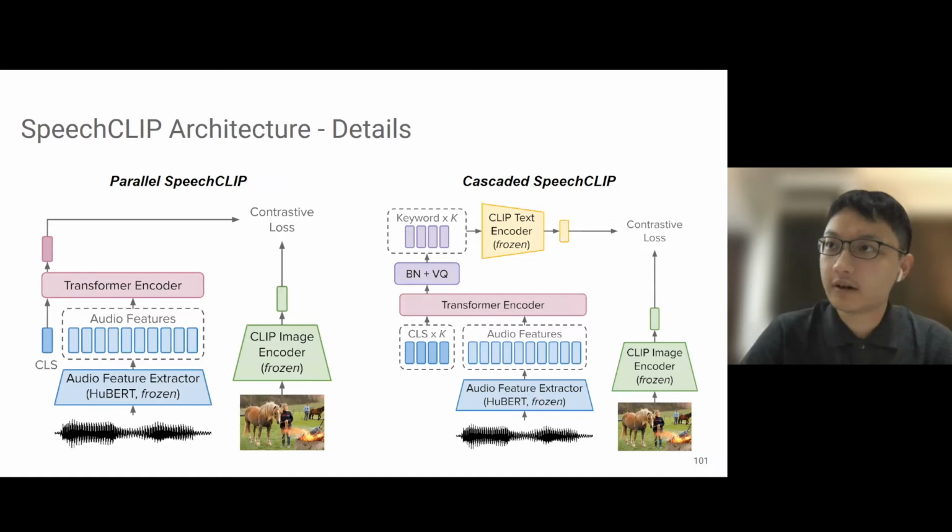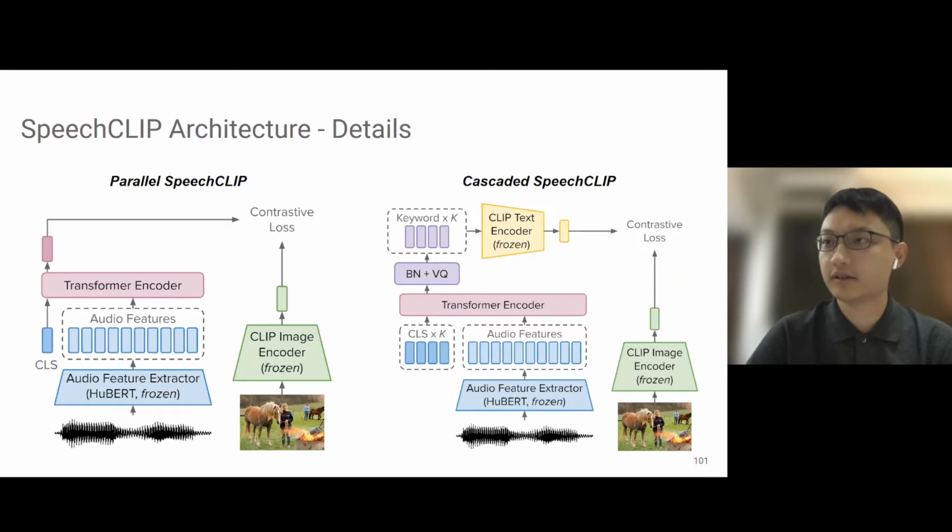To integrate the CLIP model into our self-supervised model, we come up with 2 settings, parallel and cascaded. Notice that in both settings, we keep the CLIP model frozen during our training process. For the parallel version on the left, we apply an extra transformer encoder layer on top of the HuBERT model. Before the transformer encoder layer, we prepend a learnable CLS vector in the front to summarize the audio content. Then we use the same loss as in CLIP to minimize the contrastive loss.